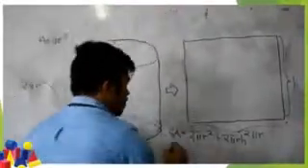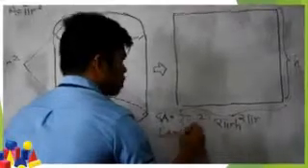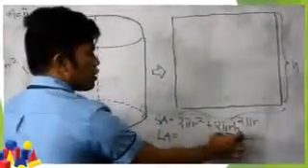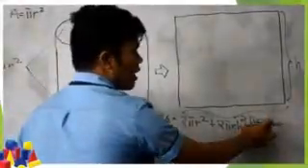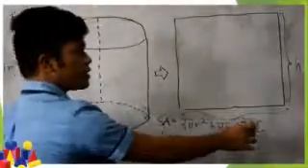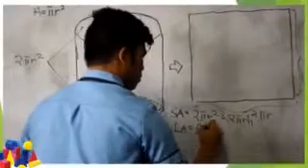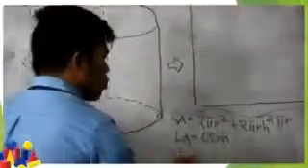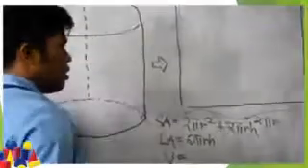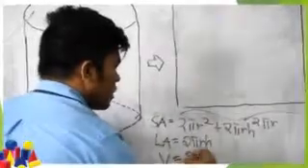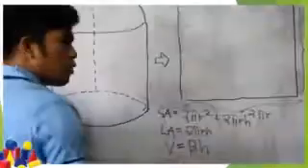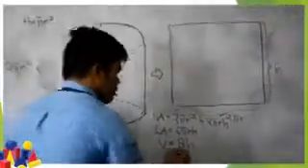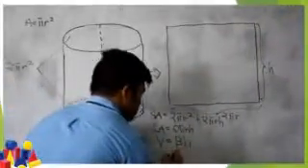Next, the lateral area, which is 2 pi rh, is the circumference of the base times the height of the cylinder. Next, we have the volume, which equals base times height, where B is equal to pi r squared, times the height.